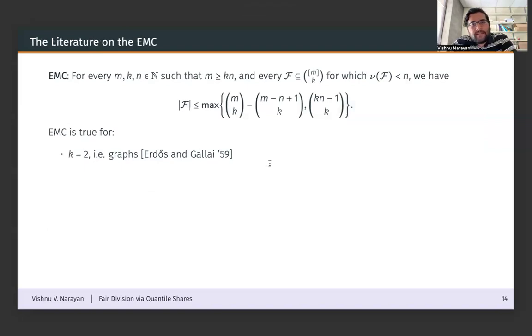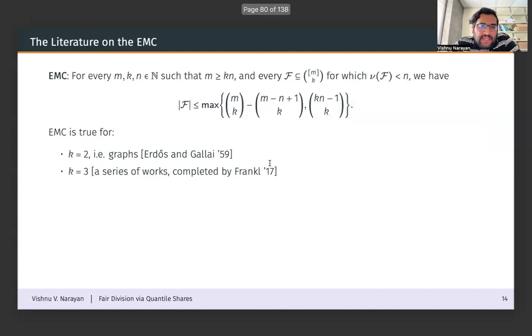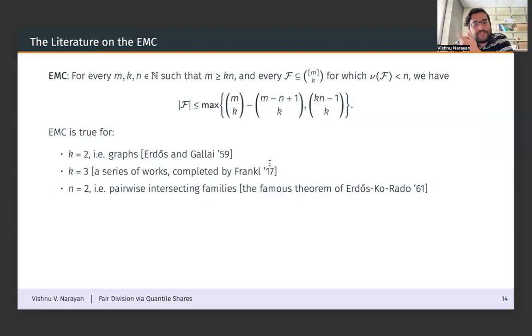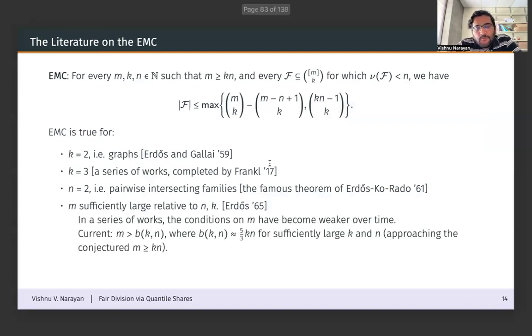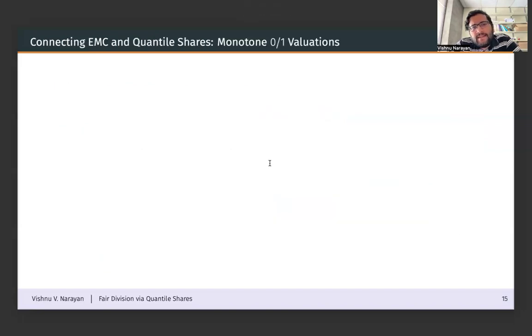So there is a large amount of literature on the Erdős matching conjecture. It's known to be true for k equal to 2 and 3, for n equal to 2, which is the famous Erdős-Gallai theorem, and for m sufficiently large relative to n and k, where there are a lot of works in this area, but right now the best bound is about m at least 5/3 kn, and some other asymptotic cases. So how do we connect the Erdős matching conjecture with quantile shares?